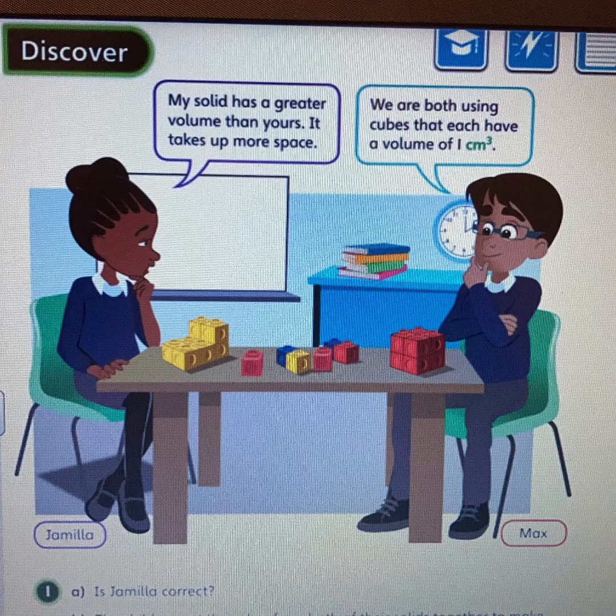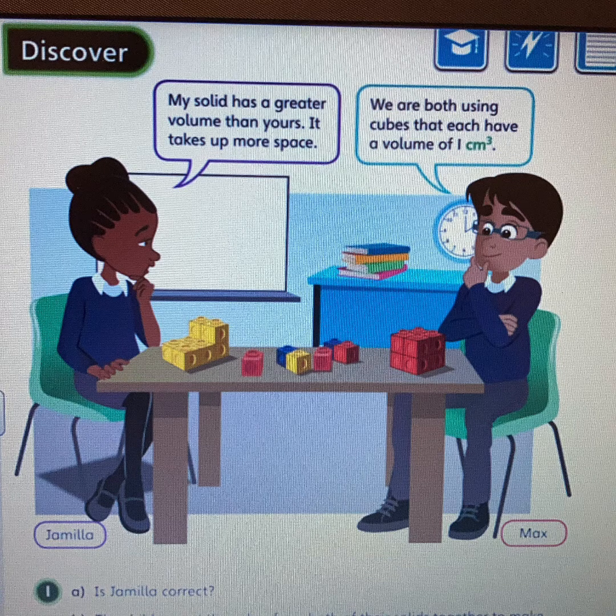Right then, discover time. So if you haven't already, write discover into your blue practice book and let's have a look at today's problem. So we've got Jamila and we've got Max. Jamila is saying, my solid has a greater volume than yours. It takes up more space. Max is saying, we are both using cubes that each have a volume of 1 centimetre cubed.